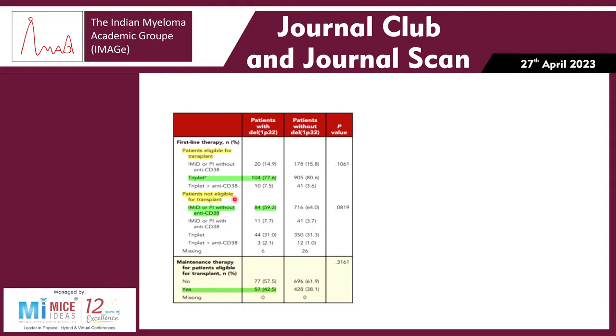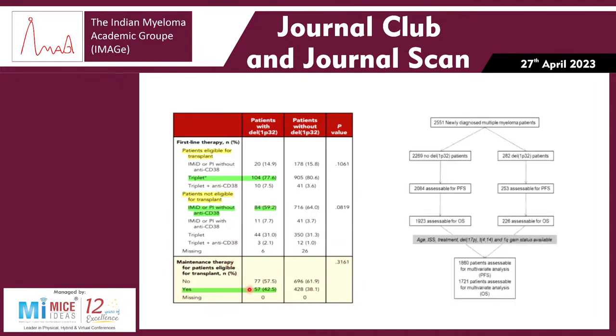The other half who were not eligible for transplant received either an IMiD or PI without anti-CD38, which means either a doublet, or an IMiD or PI with cyclophosphamide dexamethasone, which contributed to the majority of patients. In transplant eligible patients, 42% of patients received maintenance post-transplant.